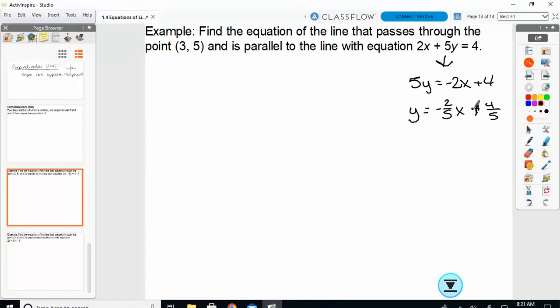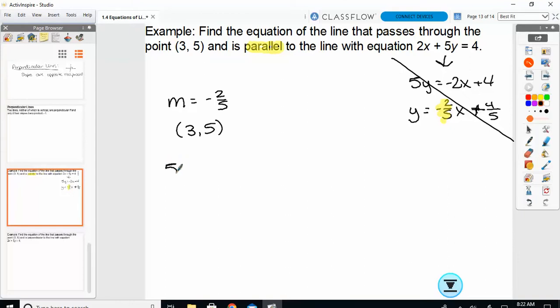This is where I see problems, because people do this part and then they don't remember which information they want to take from that. We are going for parallel lines. What does parallel tell me? Same slope. So what is the slope of this line? -2/5. So that's all I need it for. I don't want anything else from that. I know my slope is -2/5 and my point is (3,5).